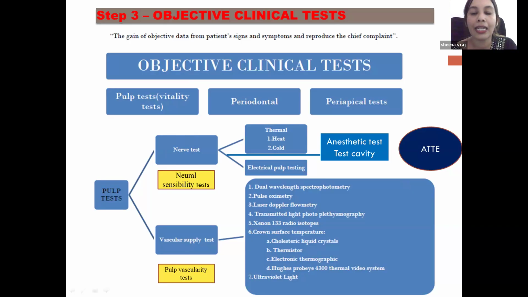Electrical pulp test is there. Anesthesia test is there. Test cavity is there. All the others like laser Doppler flowmetry, pulp oximetry, dual wavelength spectrometry, etc. all come under the vascular supply.